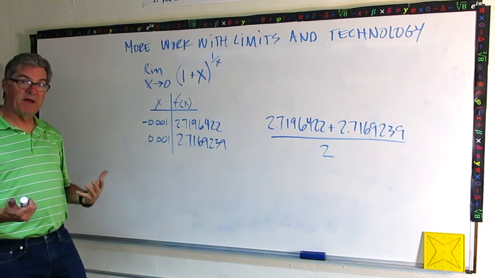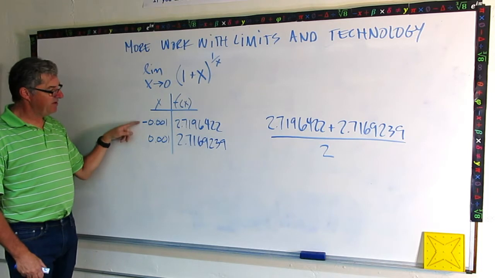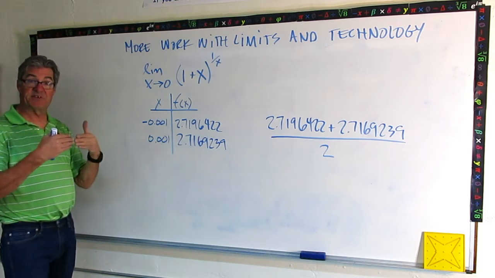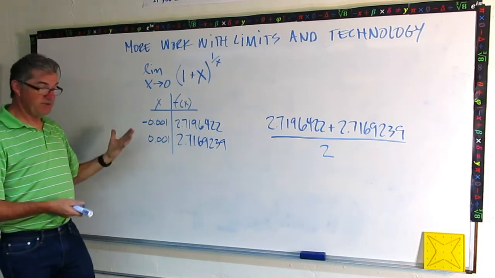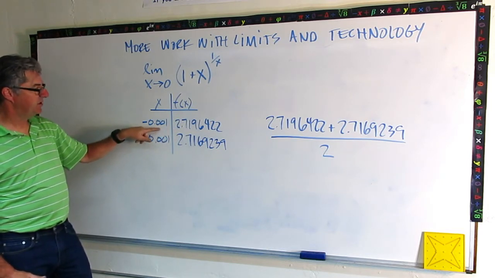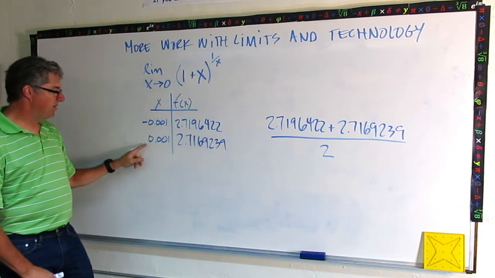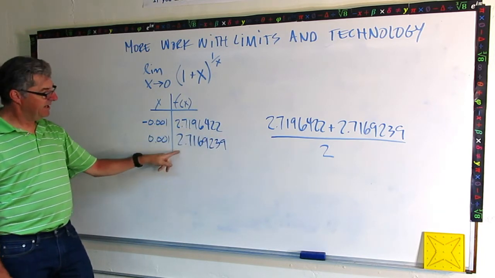So in a manual method, I could just make my t-chart here and put in 2 values that are very close to 0 from either side. Okay? And when I do that on my calculator, this is what I get. So when I put in minus 0.001, I get 2.719 blah, blah, blah. When I put in positive 0.001, I get this number.